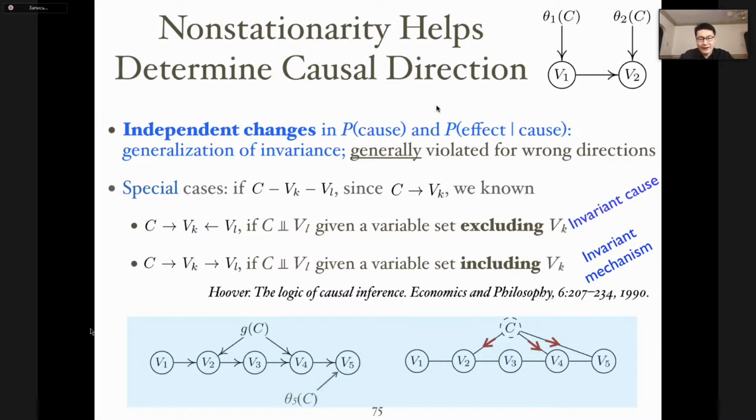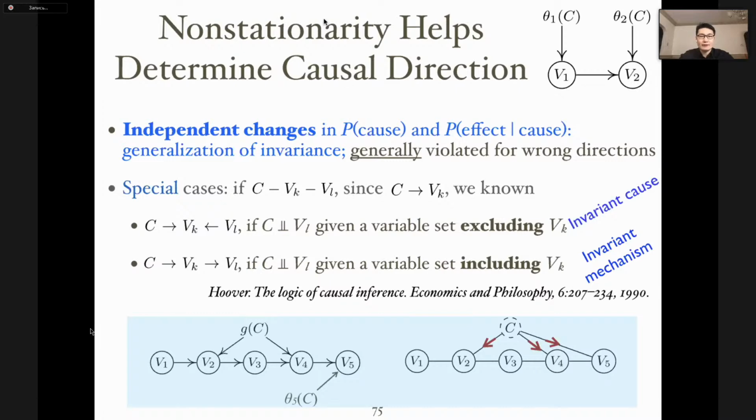And then we want to find a direction with the independent change principle. So basically, we know what it means. And this is the generalization of invariance. Because if one of them does not change, then clearly they are independent because a constant is independent from anything. And this independent change principle is generally violated for wrong causal models.